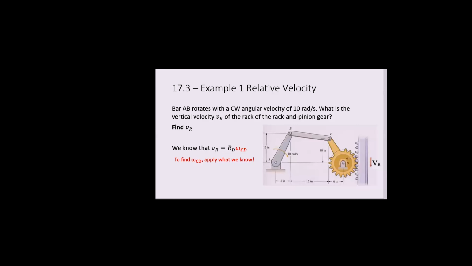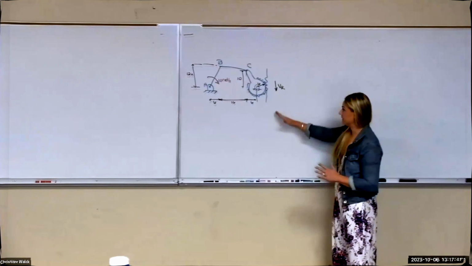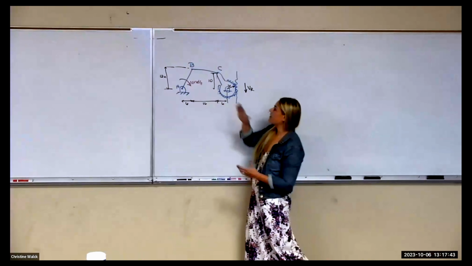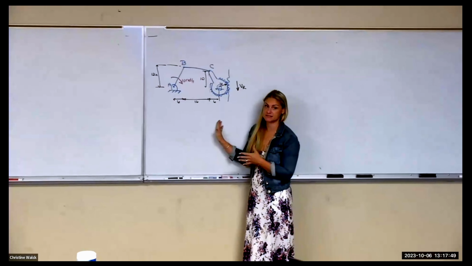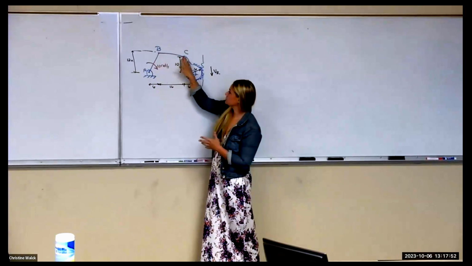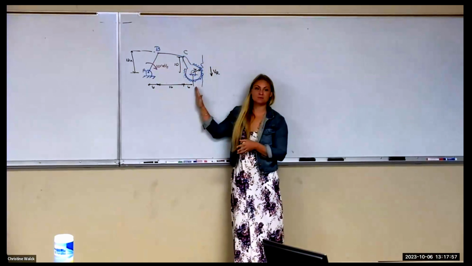Okay, so our first problem says that a bar AB rotates with a counterclockwise angular velocity of 10 radians per second. It's asking us what the vertical velocity is of the rack and pinion gear. So it wants us to find VR. Okay, so let's just take a look at the mechanism that we have on hand. First of all, how many rigid bodies am I looking at? How many do I have in the system? 1, 2, 3, 4.